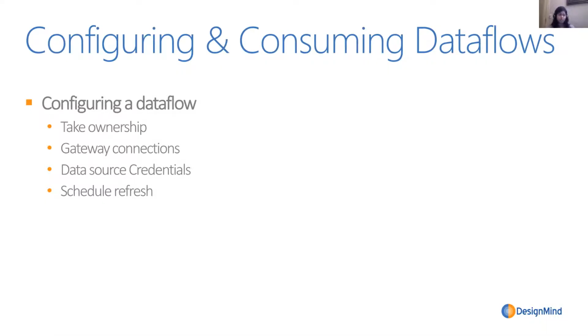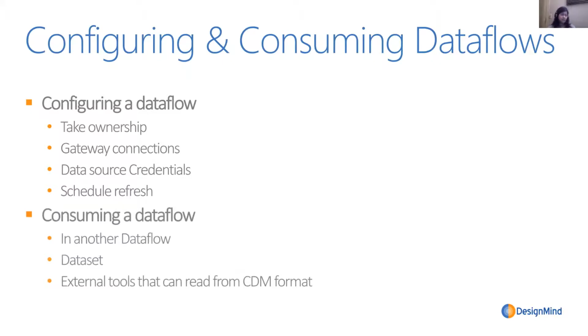So in order to be able to do that, you will have to inherit the data flow from the owner. That is, you'll have to take over the ownership, and only the owner of the data flow can then choose if the data flow needs a gateway, and he can set it up. The owner can also change the data source credentials and decide how to connect to the data source. The owner can also then schedule the refresh, that is, set up times for the data flow to refresh.